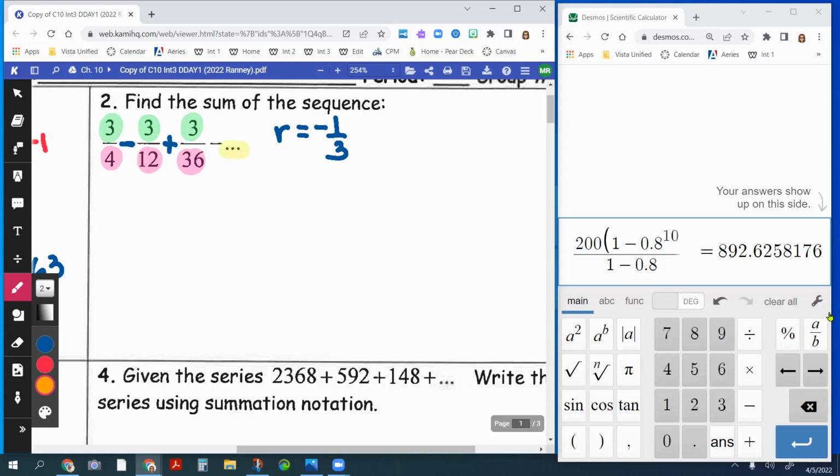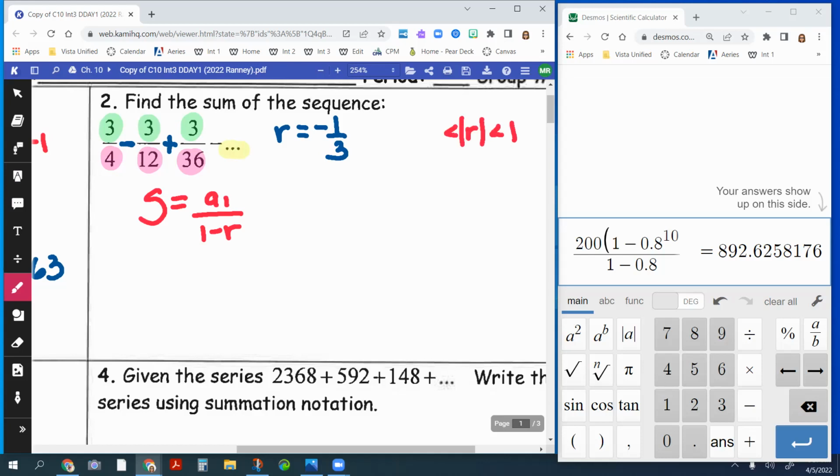So when I'm dealing with an infinite sum, the formula for an infinite sum for geometric, S is equal to a1 over 1 minus r. But the trick is your r in absolute value has to be between 0 and 1. And in this case, it is. It's a negative 1/3. And my first term is that 3/4. That's my a1. So when I'm trying to find S, it's going to be 3/4 over 1 minus a negative 1/3.